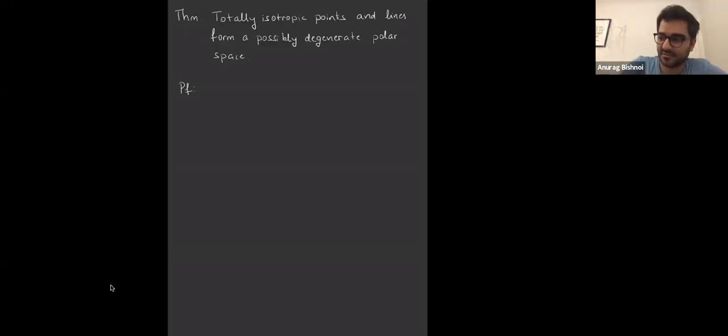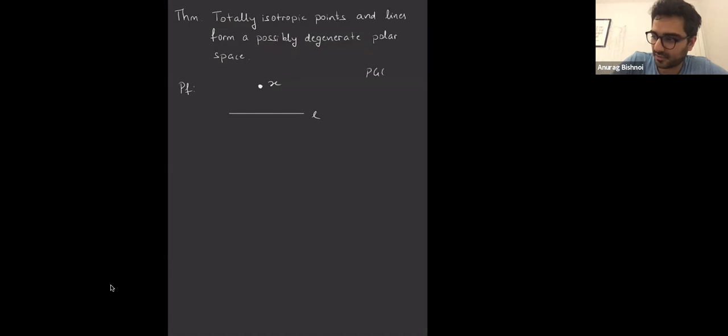Okay, so why am I talking about these isotropic points? I will probably skip saying totally because I don't care about the other sort of isotropic thing. I just say isotropic. The totally isotropic points and lines always form a polar space, but a possibly degenerate one. So the second axiom of the polar space might not be satisfied, but they will give you a polar space. Let's try to prove this. The main thing that we have to check is if you have a point X and a line L in the projective space.